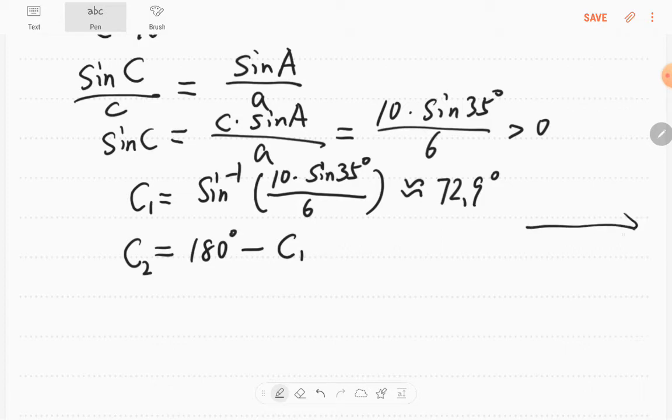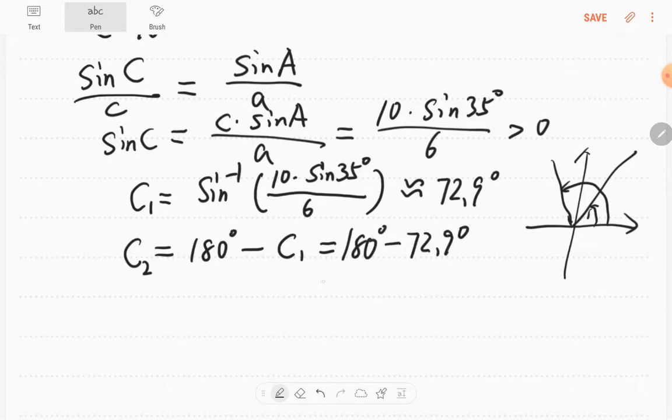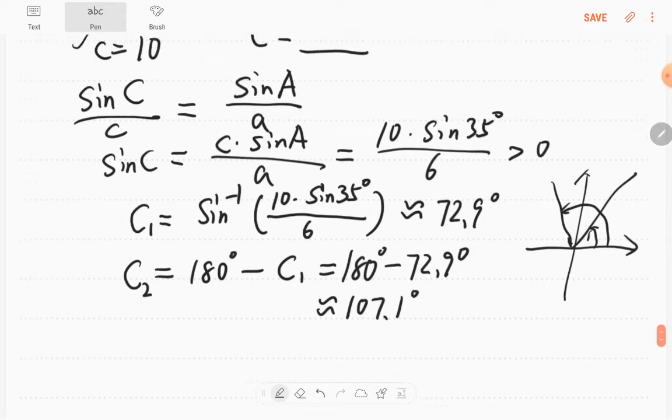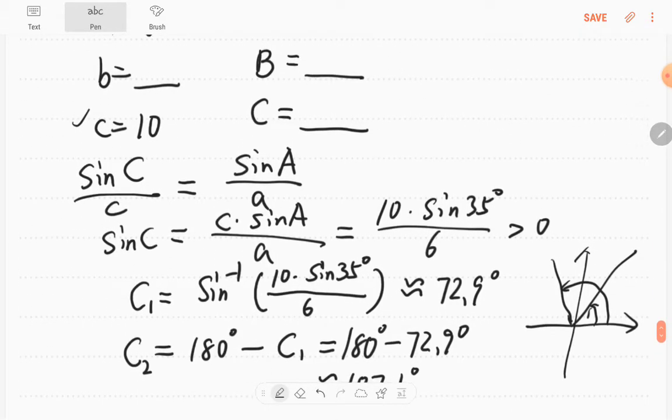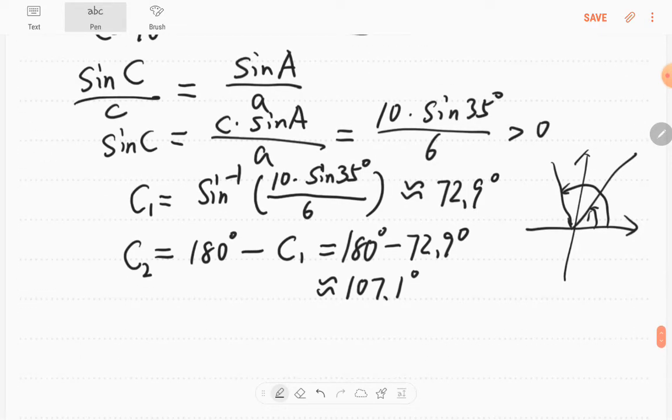The reason is, again, we have these two angles, this angle and this angle. These two angles have the same sine values, because one angle is the supplement of the other one, right? So this one is equal to 180 degrees minus 72.9, which is equal to 107.1 degrees.